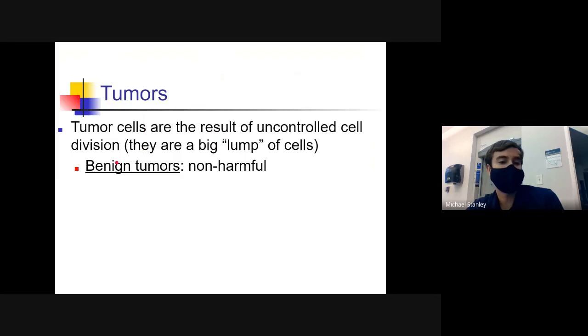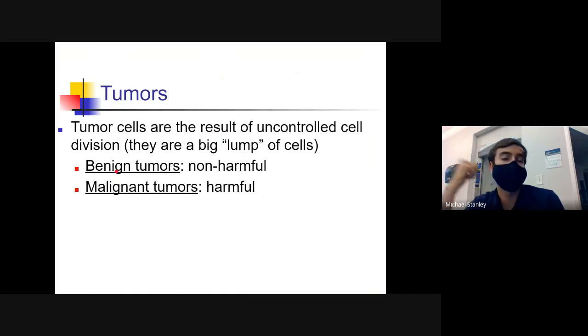So benign tumors is what we call it when they're growing in places that they're not really causing any damage to anything around them, and they're not growing very fast, and they're easy to get rid of. Malignant tumors are when they are doing damage, they are growing in places that's causing a lot of issues, and maybe they're hard to get rid of, or you get rid of them, but they come back.